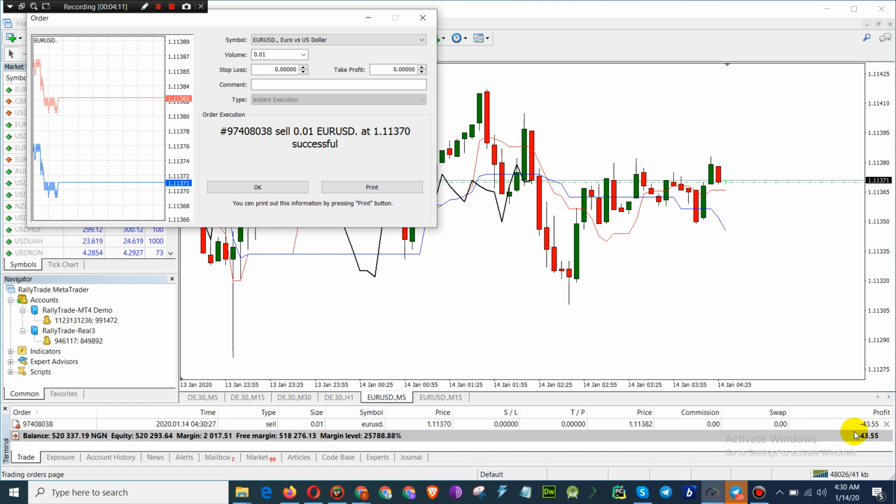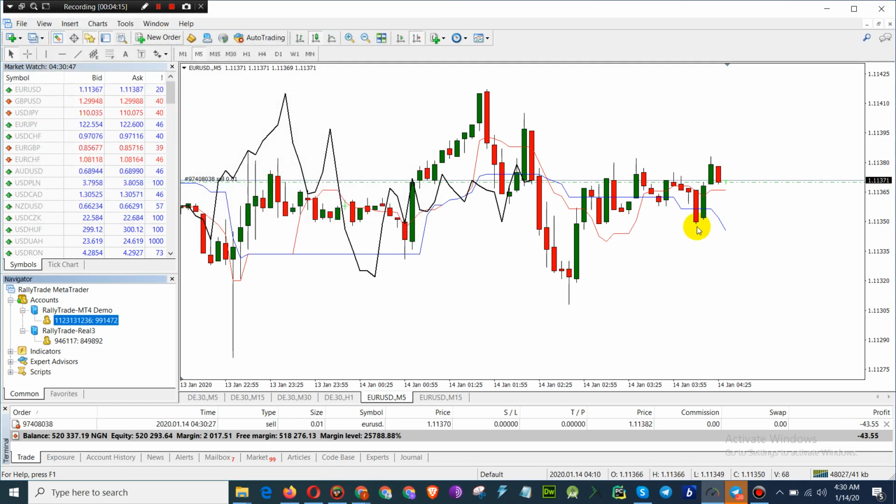Okay. But before placing a trade, of course, you should be able to analyze the market. This is just a demo, and that's why I didn't take my time to analyze the market. I just placed the trade. Okay. All right, so you can see this green dotted line.